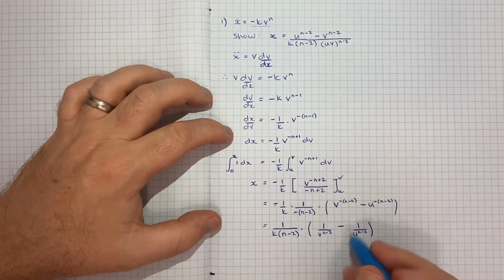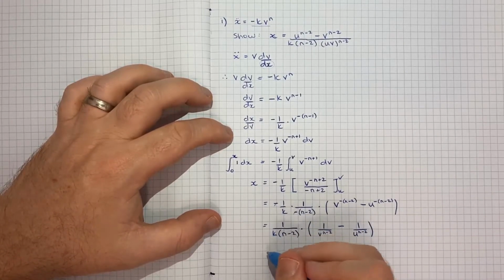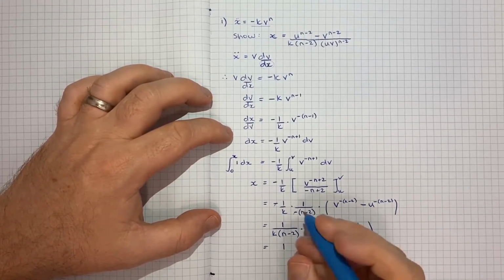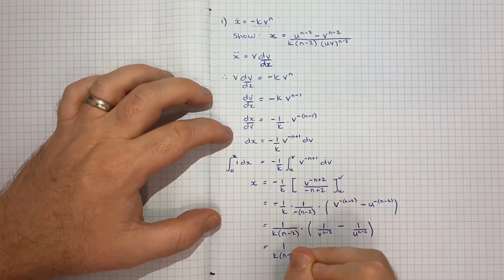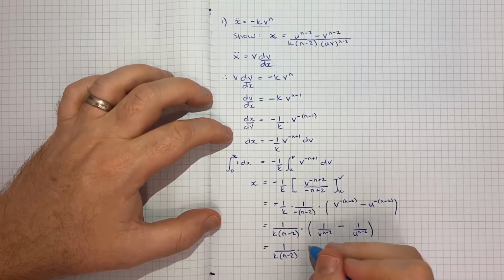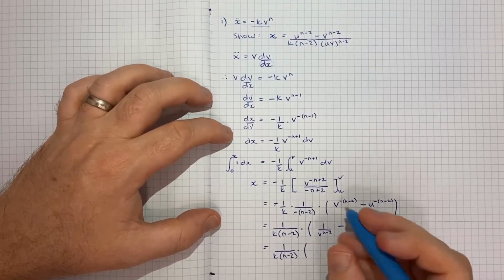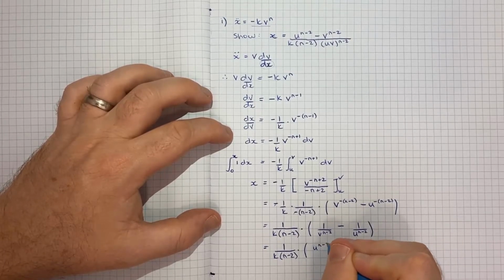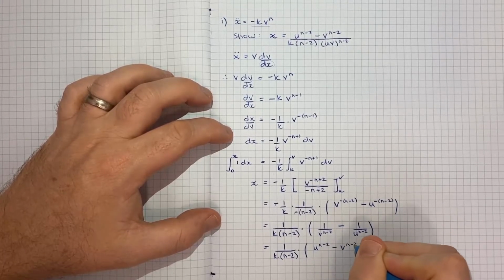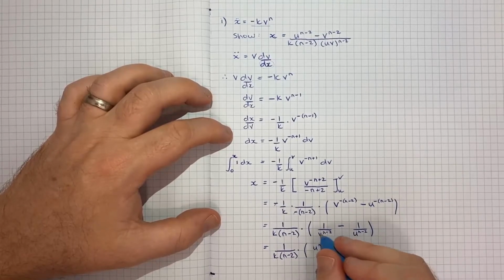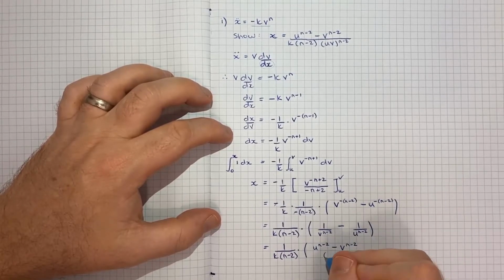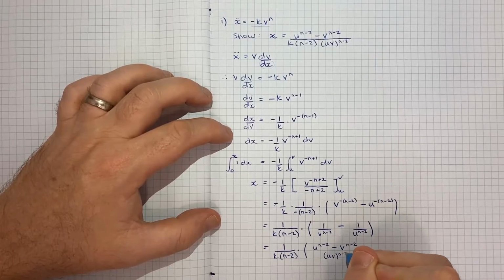And we're very close now, we just need to do a cross multiply. So we'll get 1 on k(n minus 2) times (u to the n minus 2 minus v to the n minus 2) on, both of these will have the same exponent, so it's basically u v to the n minus 2.